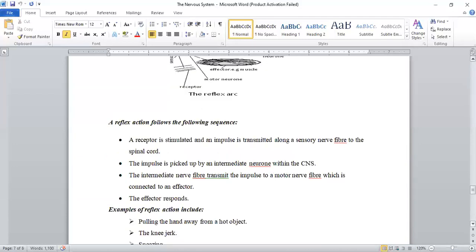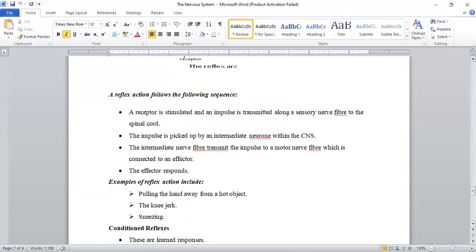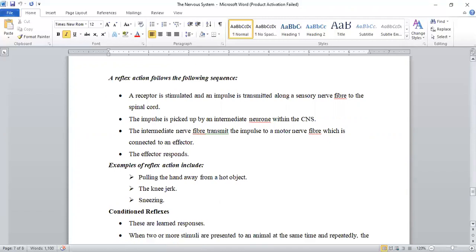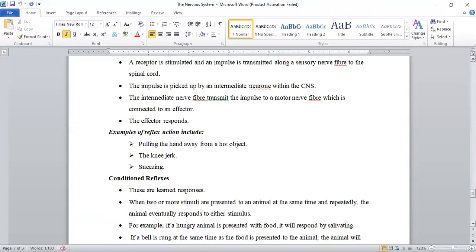In this case, we have examples: pulling the hand away from a hot object, or it can be something that is pricking a person. Then knee jerking, being able to move your knee, as in we have changes in the muscles. And then we have sneezing, a person being able to sneeze. Then lastly, we have the conditioned reflex. We're supposed to be winding up.